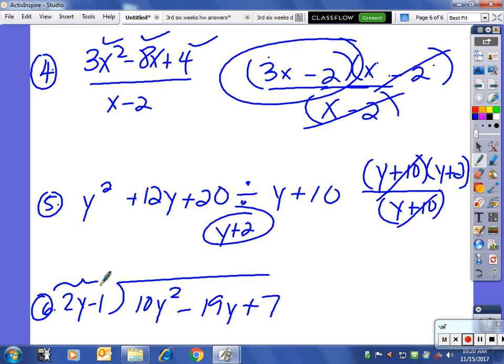So if one of my factors is probably going to be 2y minus 1, what would the other one have to be? Because think about it, we're trying to make a 10 here. So if 2y is one of them, the other one would be 5y. And we're trying to make a 7 here, so if this one's a 1, the other one would probably be a 7. You see what I'm saying? How this can give you hints on how to factor?